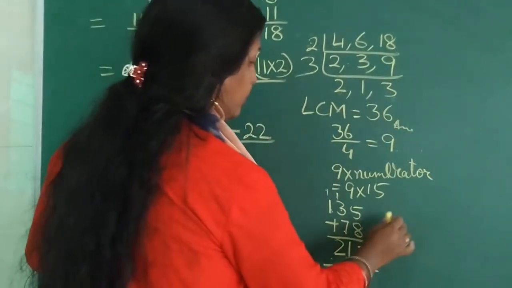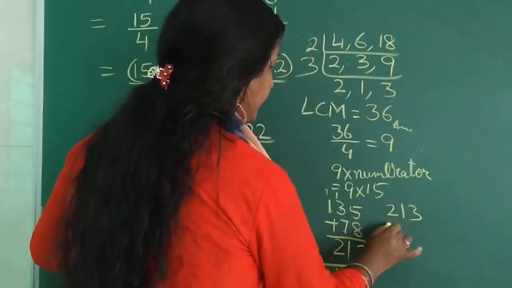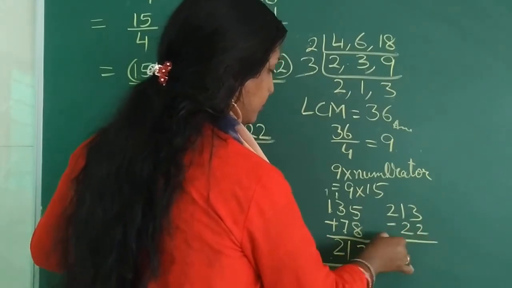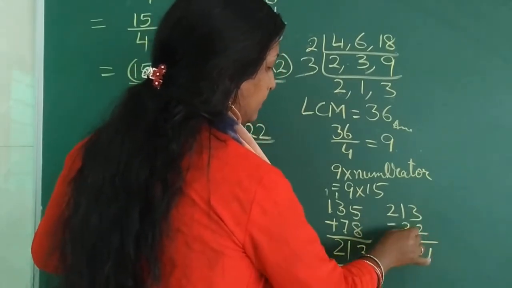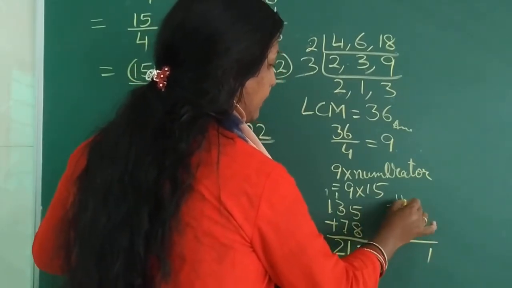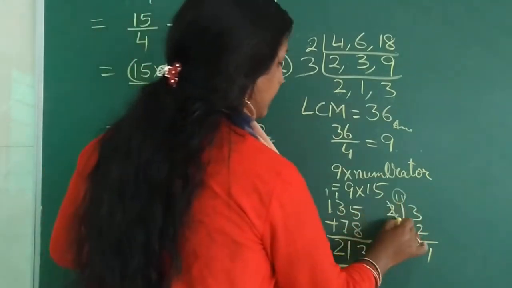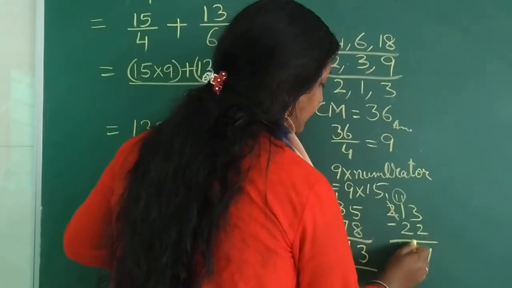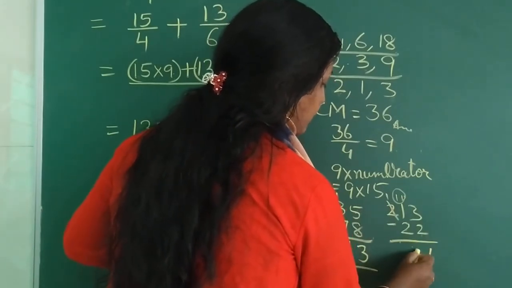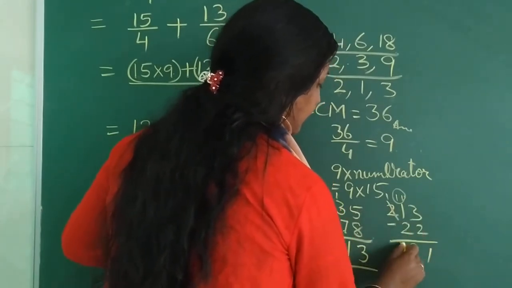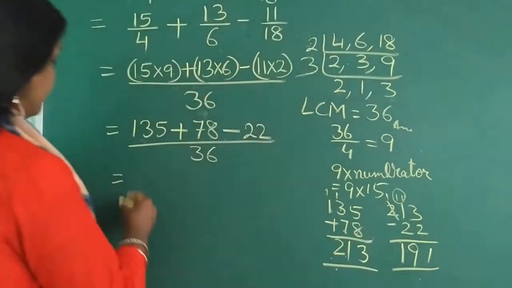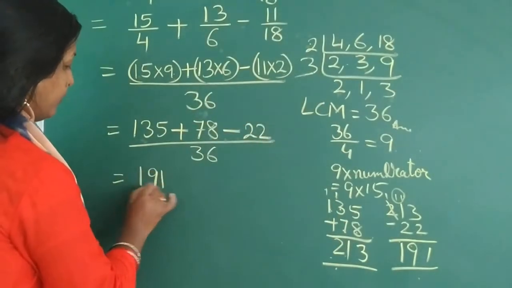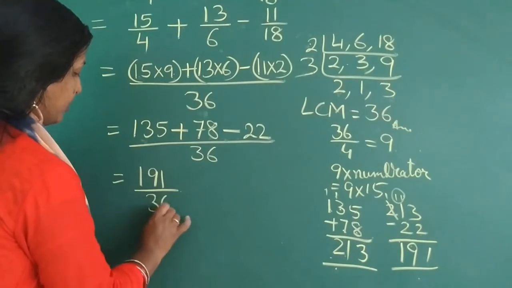213 minus 22, you go 213 minus 22. So we get here, you carry over 11 over here, it becomes 1 over here. So I am even teaching you how to add and subtract, children. So here 11 minus 2 gives you 9, you get 191. 191 by 36 is your answer.